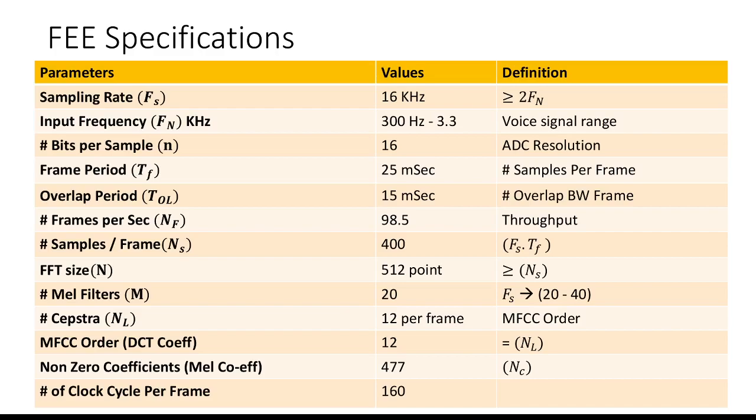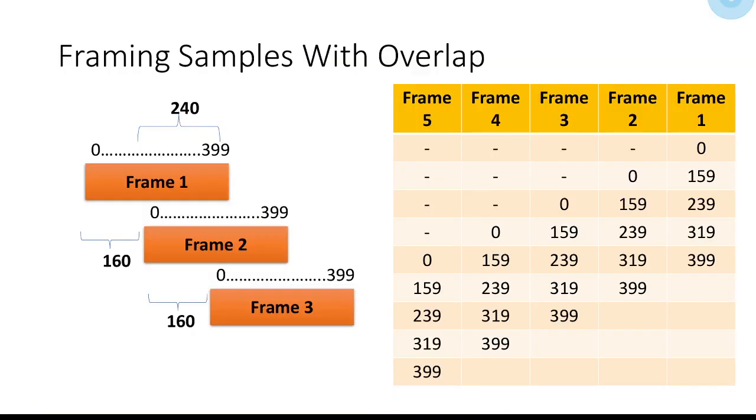The specifications of the feature extraction engine are as follows. The architecture uses 16 kHz sampling frequency with 25 millisecond frame period and 15 millisecond overlap period to generate 12 MFCC coefficients. For every 25 millisecond, one needs to capture the input frame, which has 15 millisecond overlap period.